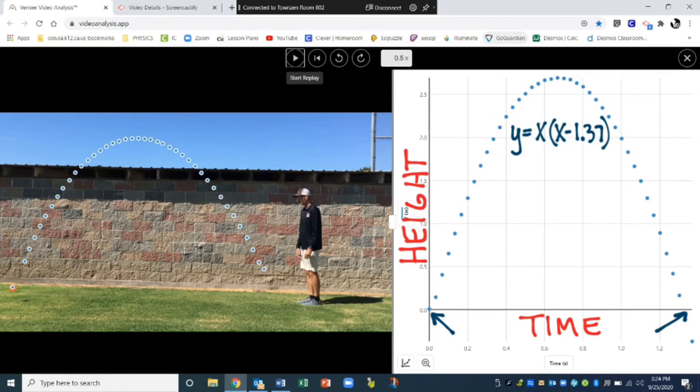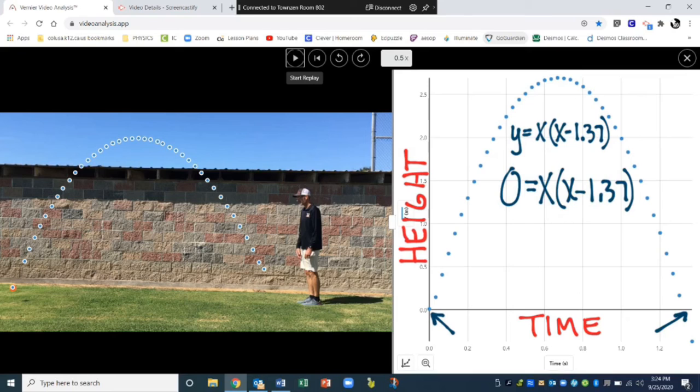Now, one thing that we need to modify about this equation is y stands for height. But in order to find out how long the ball was in the air, we really only want to consider one height. The ball was at a height of 0 two times. It was at a height of 0 before takeoff, and it was at a height of 0 on its landing. So I'm going to replace the y in the equation, which is representing height, with the number 0. So I have 0 equals x times x minus 1.37.